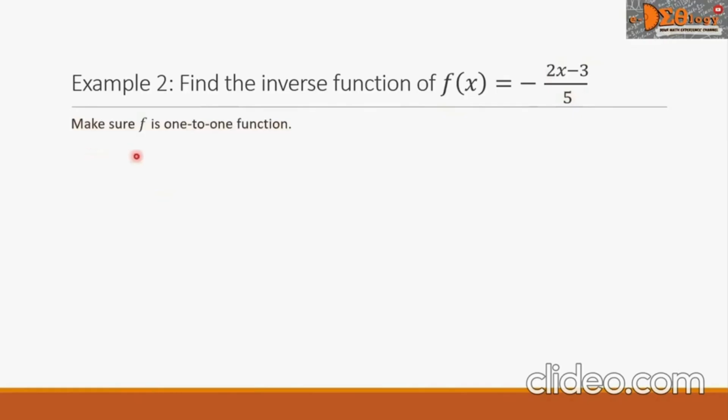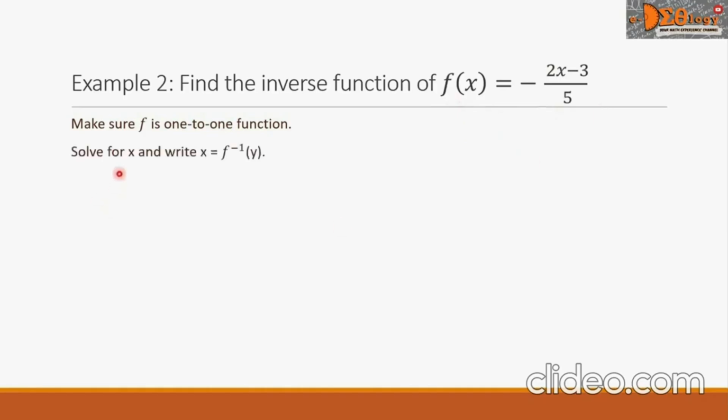First, let us make sure that the function is 1-to-1. I can observe that this function is linear, so the graph is a line. The domain is all real numbers, while the range is also all real numbers. Also, if I put in a permissible value for x, a unique value for y will come. So this function is a 1-to-1 function.